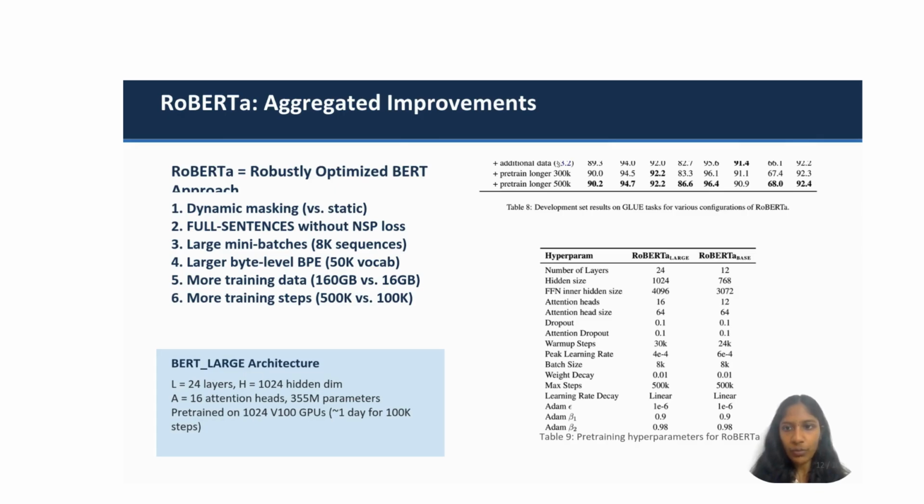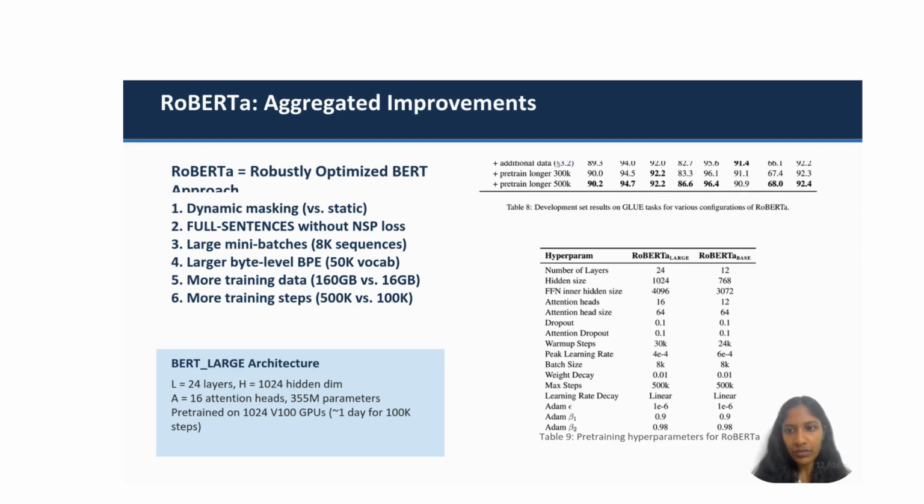RoBERTa stands for robustly optimized BERT approach, and its success comes from a combination of several iterative refinements rather than a single architectural change. The authors proved that the original BERT was actually significantly undertrained. Key improvements included the removal of the next sentence prediction task, which was found to actually hurt performance on downstream tasks, and the introduction of dynamic masking.